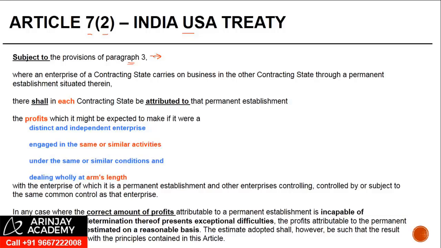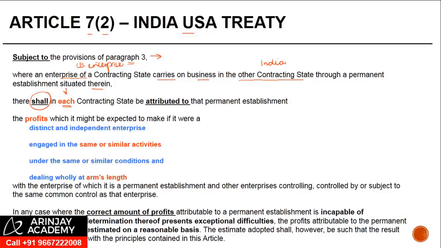right? So, subject to that paragraph which deals with the deduction of expenses, where an enterprise of a contracting state, let's say a US enterprise, carries on business in the other contracting state, India, through a PE situated therein, through a PE situated in India, there shall, mandatory, in each contracting state.